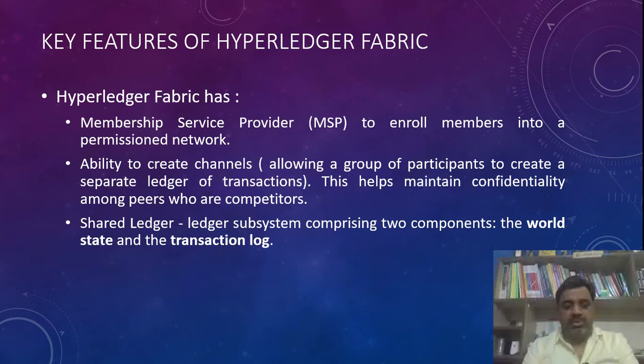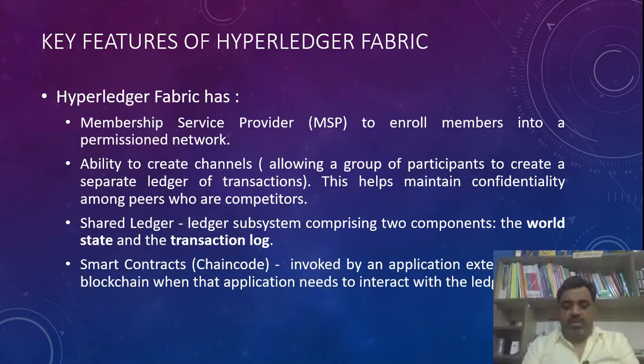Now, Fabric also has a shared ledger. What we have here are two components. One is the world state, and then there is a transaction log. The world state comprises all the transactions that are going on in the network, and then there is a transaction log of the transactions that I have logged in my respect.